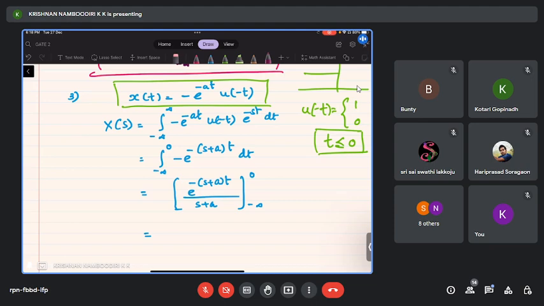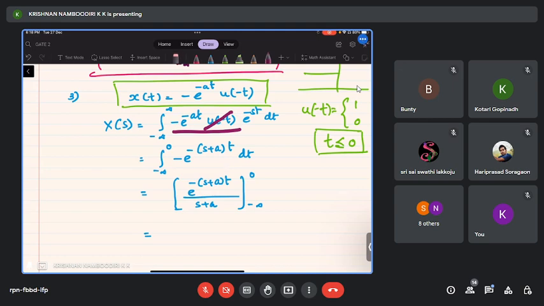So this is simply plugging x of t equal to this signal and trying to find the Laplace transform. u of minus t will be 0 whenever t is greater than 0. So this integral can be written as the integral from minus infinity to 0 minus of e power minus of s plus a into t dt, because whenever t is less than or equal to 0, u of minus t is 1.